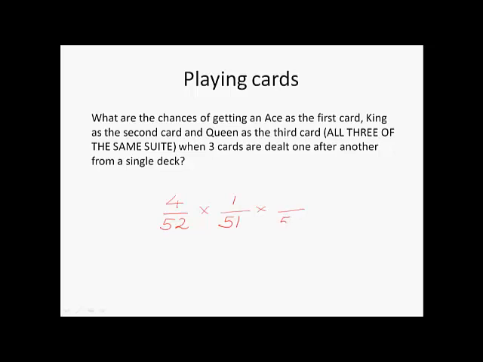Similarly, there are 50 cards left, but there will be only one queen which is of the same suit as the ace and the king previously selected. So in this example, the probability of getting the ace as the first card, king as the second, and queen as the third, with all three of them being of the same suit, is 4 into 1 into 1 divided by 52 into 51 into 50.